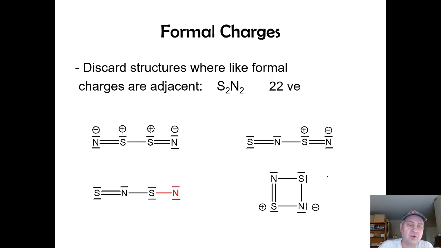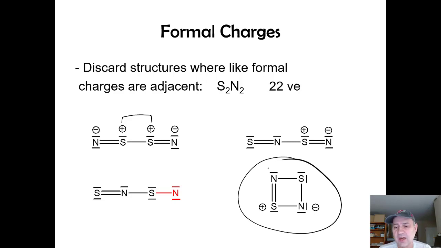So let's see what we can do. But absolute no-nos are the 2+ charges next to each other. That is not going to happen. So they need to be distributed or minimized. And so you can draw a cyclic structure.